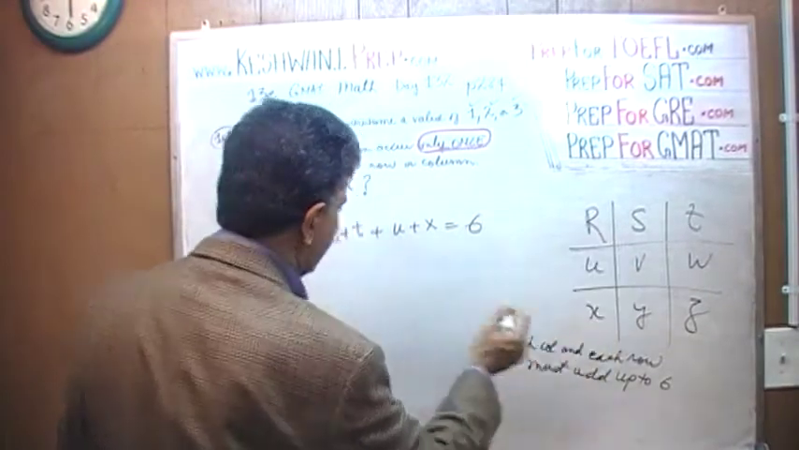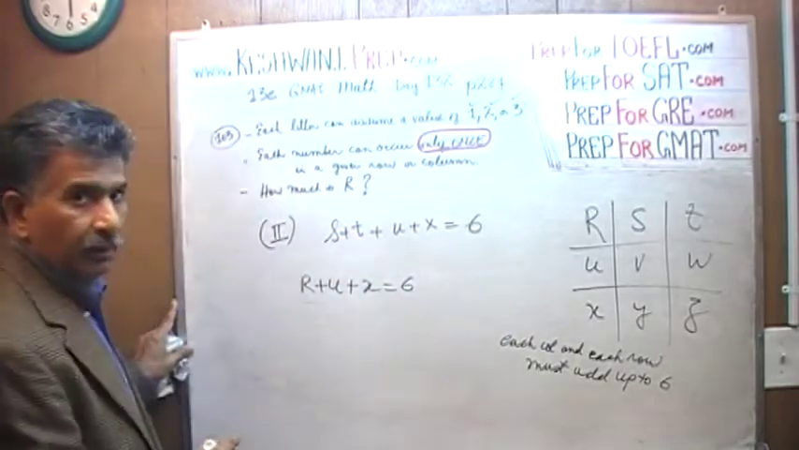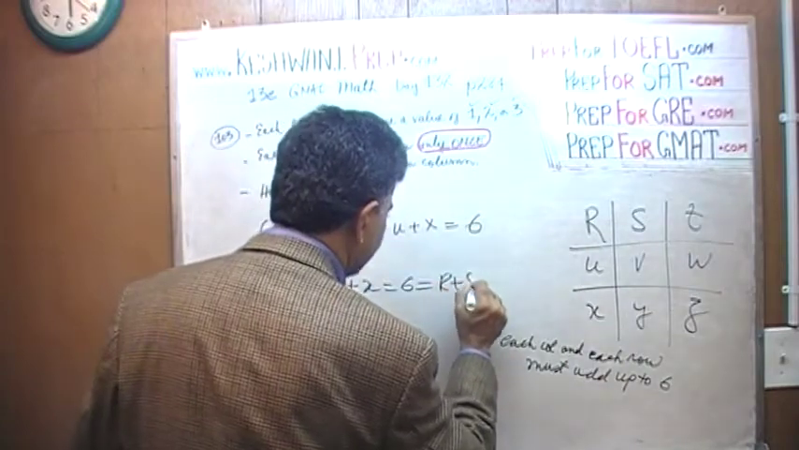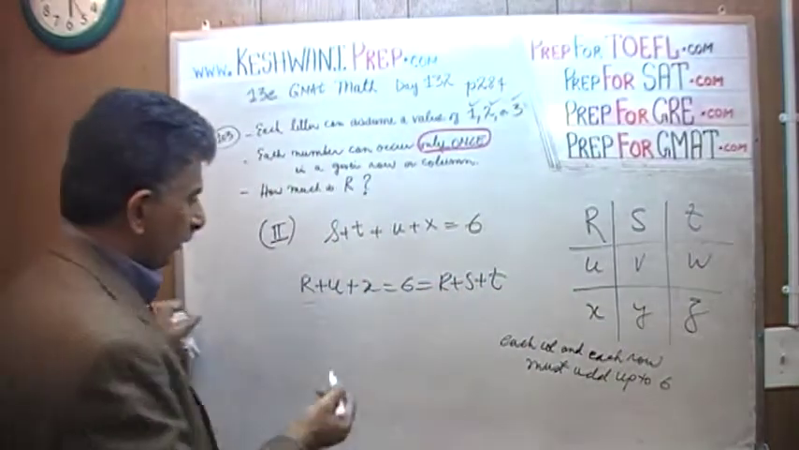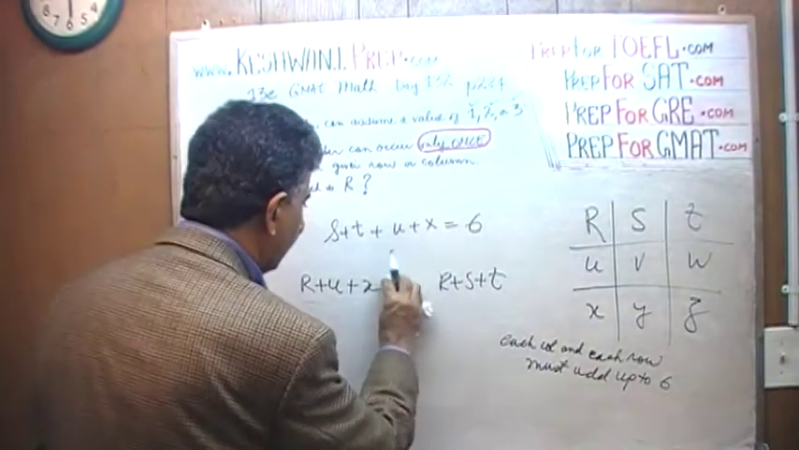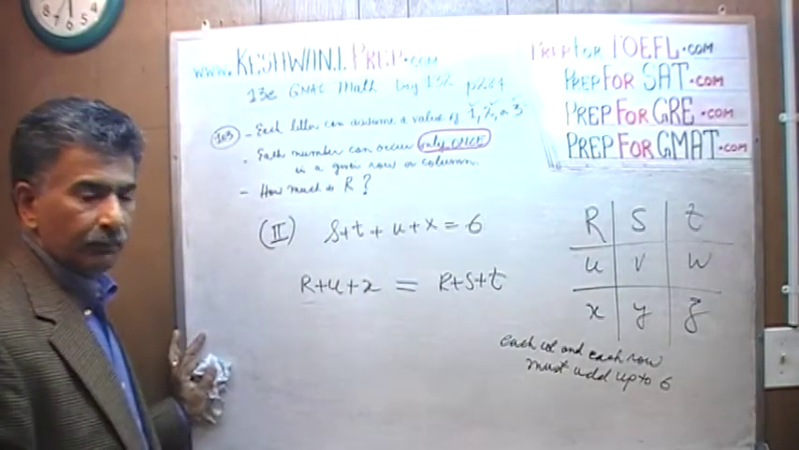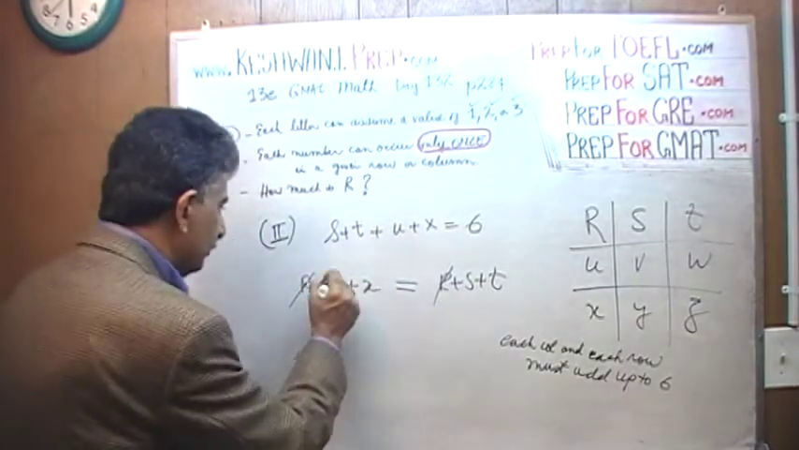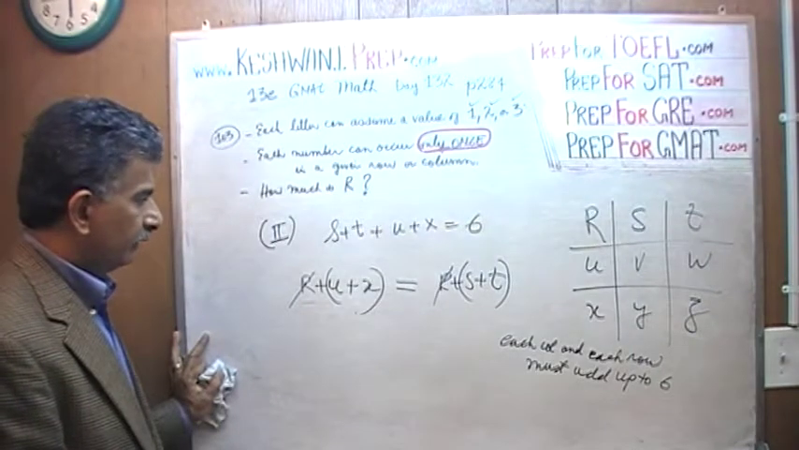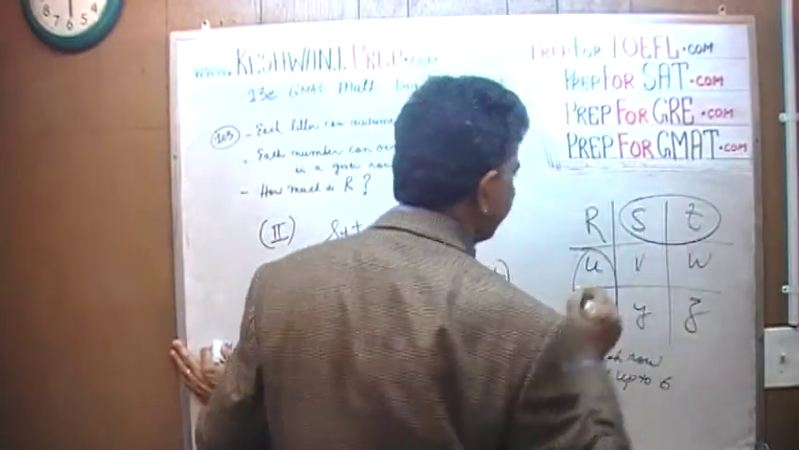Which means this first column, R plus U plus X, equals 6. It also means that the first row, R plus S plus T, also equals 6. Because R plus S plus T equals 6 and R plus U plus X equals 6, therefore R plus U plus X must equal R plus S plus T, which implies that U plus X must equal S plus T. In other words, these 2 numbers must equal these 2 numbers.